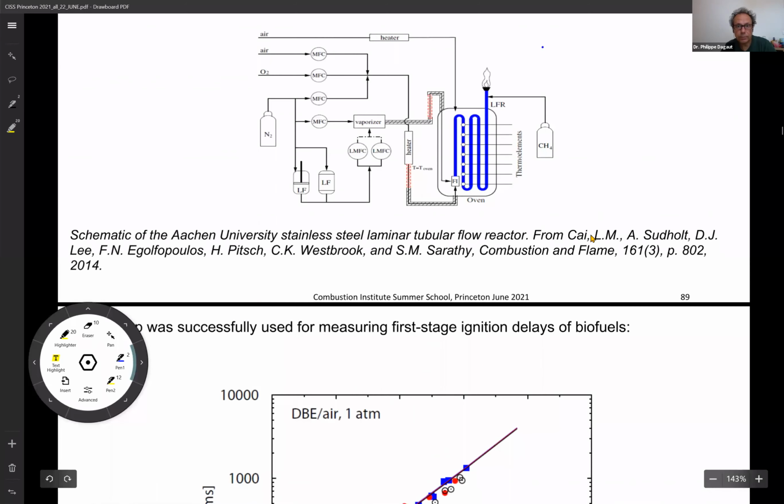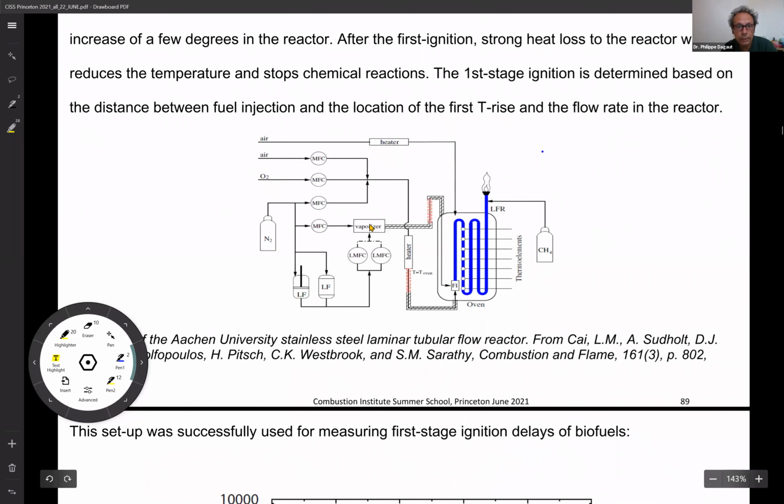So this is the setup again. Here is the injection of air, oxygen, nitrogen, and liquid fuel, and there is a vaporizer where they vaporize the liquid fuel that is coming from liquid mass flow controllers here. Then there is a heated line that can be used to send the reacting mixture to the reactor. And here they are burning what goes out of the reactor.